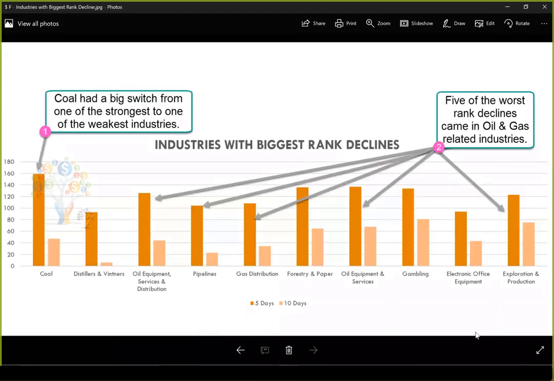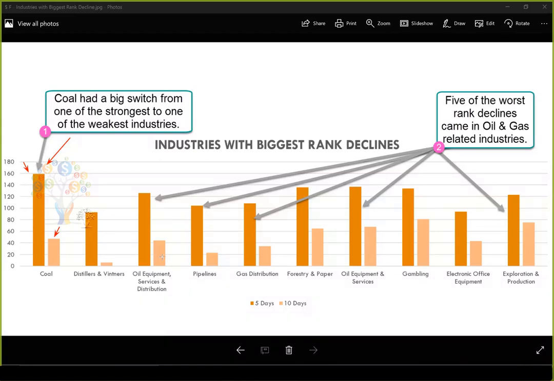If we look at the industries with the biggest declines, then we see again coal had the biggest switch from one of the strongest ones, now it became the worst rank decliner. Coal's rank was around 40 something, now it became almost 160. We track 160 industry groups, so it became very close to the worst performing one.